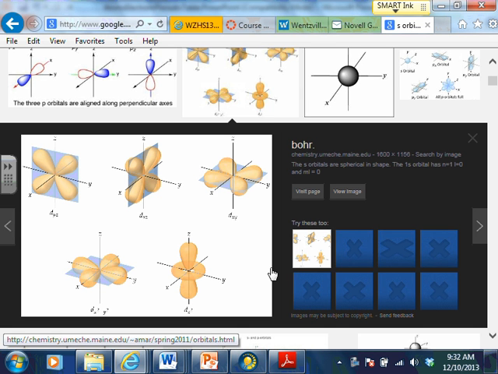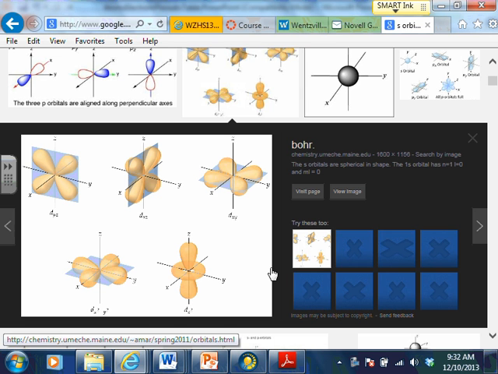Now notice there are 4 lobes in the d orbitals. So there are 4 different ways they can be turned, and then there's also this weird shaped one where it looks like a p orbital with a donut around it. So there are 5 different orientations of the d orbitals. That's why there are 5 boxes for the d's.